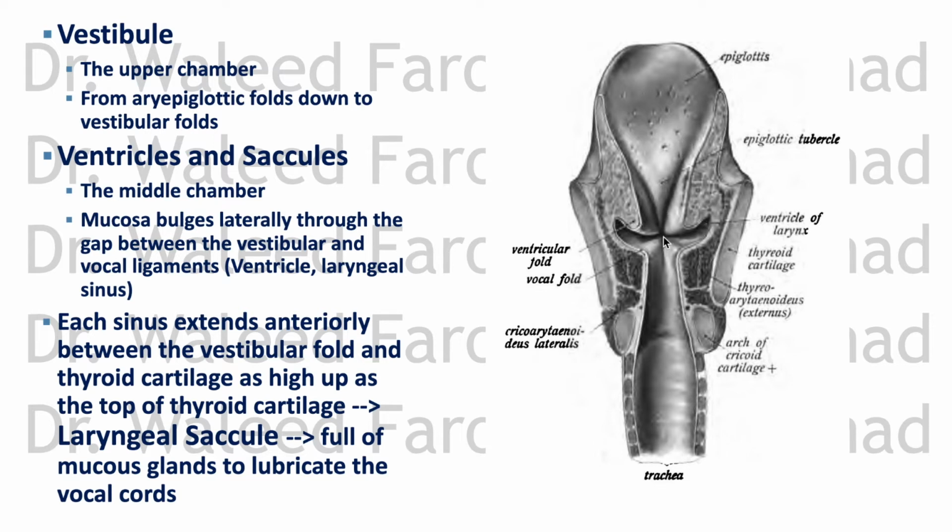What do you think it has inside? It has mucus glands, numerous mucus glands. Why? To lubricate the cords. See, it's the lubrication for the cords. So don't forget, the laryngeal sinus extends anteriorly between the vestibular fold and the thyroid cartilage as the two laryngeal saccules arranged this way, one here and one there, at the front, of course, at the front of the epiglottis. Okay, this is important, the laryngeal saccule.